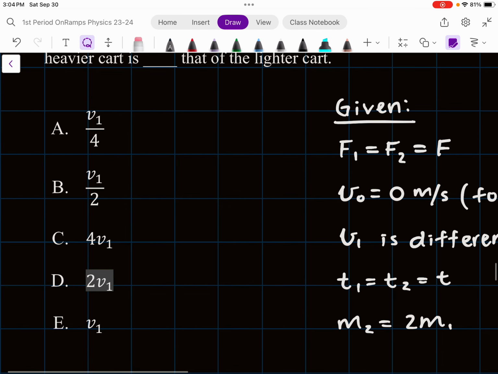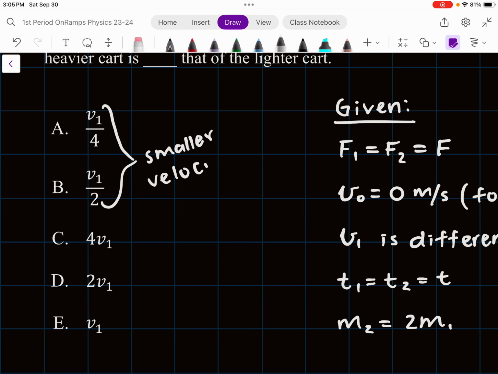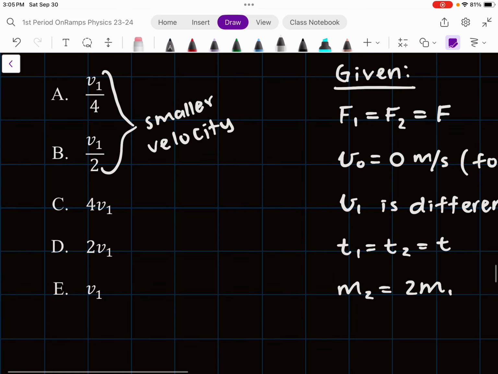Okay, so these two show smaller velocity, and these two show greater velocity, and this one's the same.